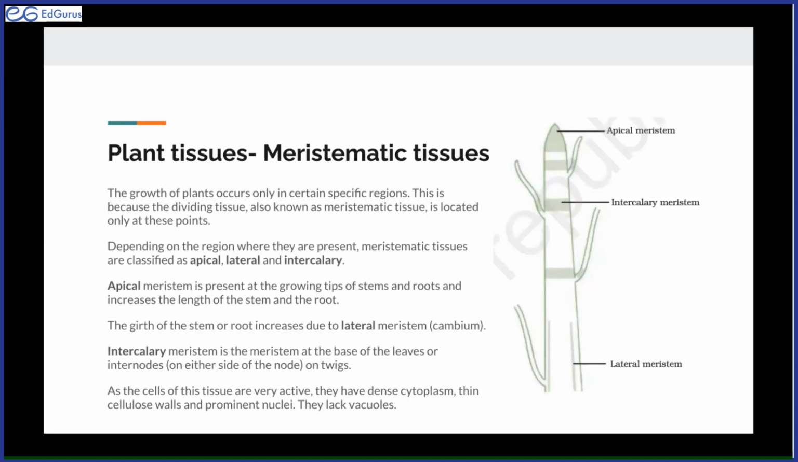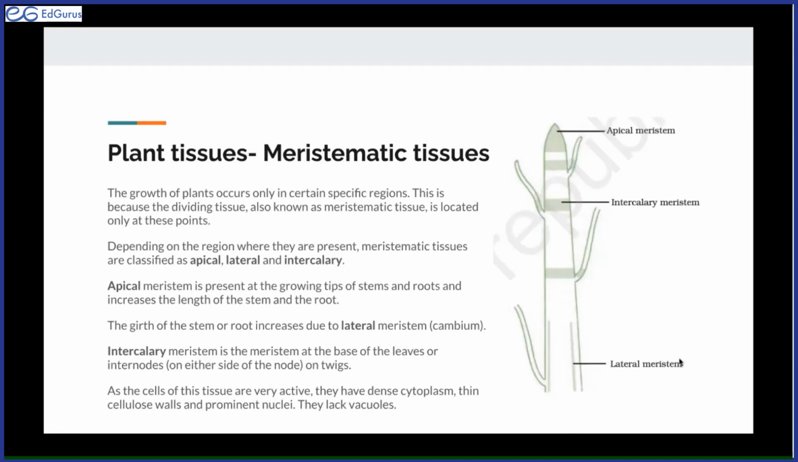Okay? So meristematic tissues are located at three different parts of the plant. First is the apical meristem. This is the tip of the plant. This is how the plant grows in length, in height. Then we have the intercalary meristem. The tissues located in this area help the plant grow in its stem.